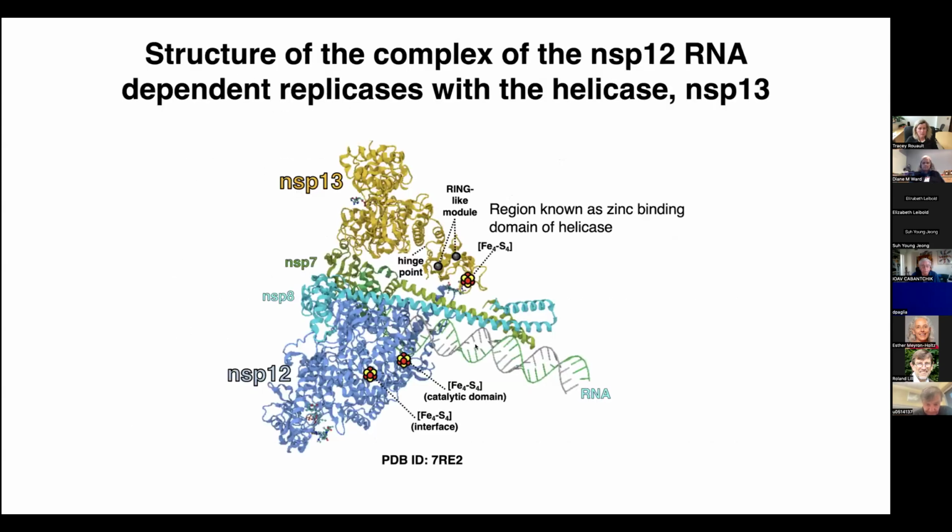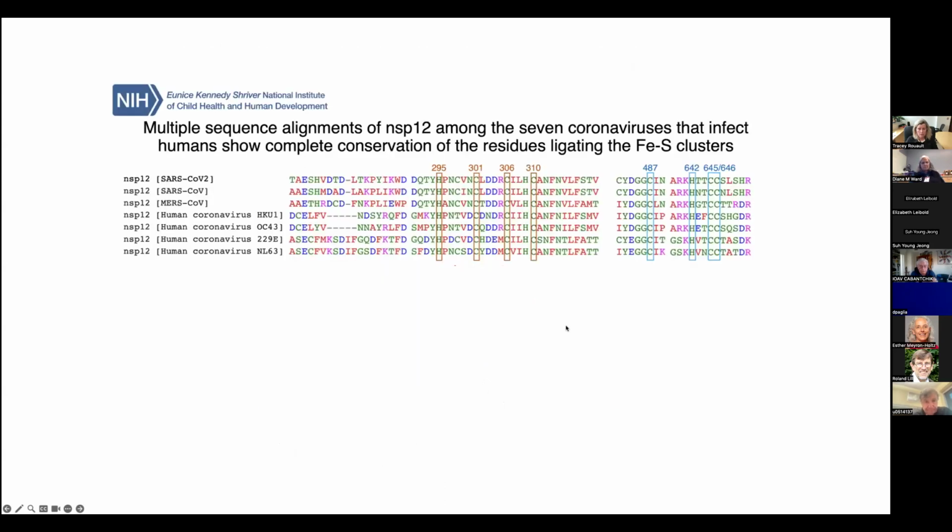The structure of the complex of NSP12 replicase with the NSP13 is shown here, and it's based on a PDB that was deposited. And you can see relative to the RNA here that we have an iron sulfur cluster here, and we have two here. And when we look at the alignments of the NSP12, all of the residues that are important for ligating the cluster are conserved even in the coronaviruses that cause merely a common cold.